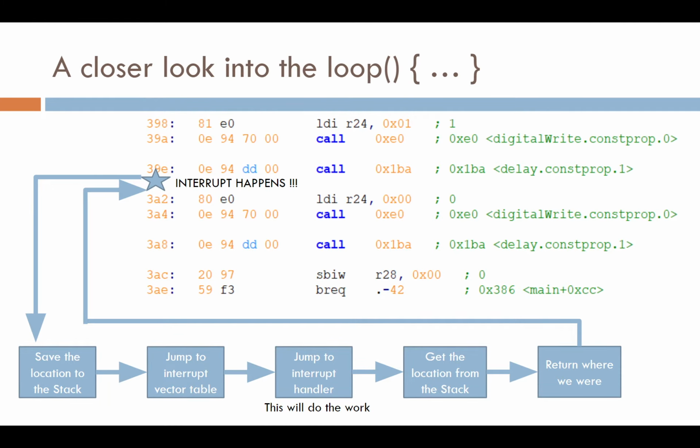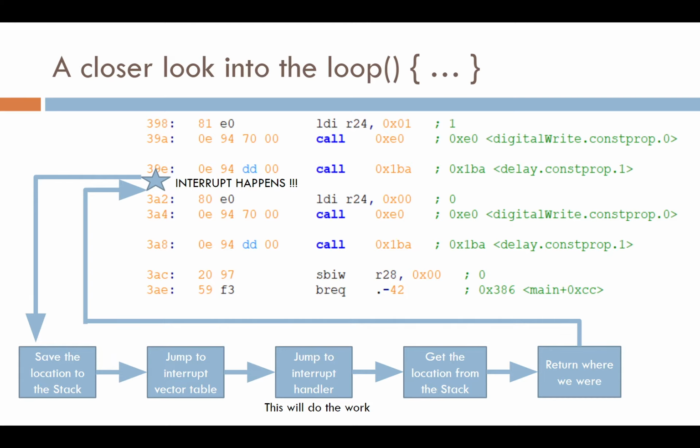Okay, and what's the interrupt? An interrupt is a code that is executed immediately when an event happens. For example, if we have an interrupt happening somewhere in between here, in practice it would actually be happening inside one of those calls.